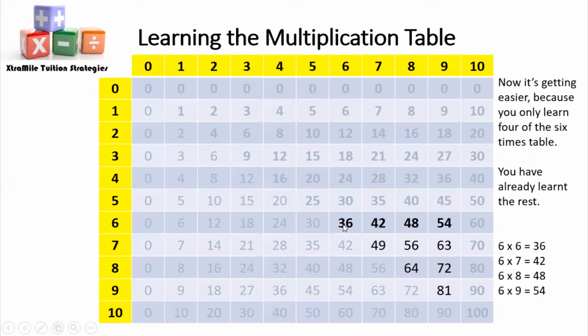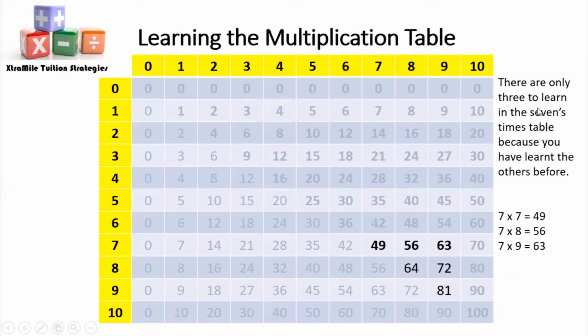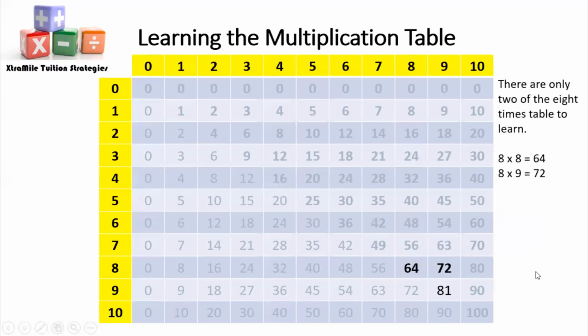Now it's getting easier because you only have to learn 4 of the 6 times table. Just know what 6 times 6 is, what 6 times 7 is, what 6 times 8 is, and what 6 times 9 is. There are only 3 to learn in the 7 times table because you have learned all the others before. You only have to learn 7 times 7 is 49, 7 times 8 is 56, and 7 times 9 is 63. Write these down and learn them. Only 2 to learn in the 8 times table because everything else has been learnt before. 8 times 8 is 64. 8 times 9 is 72.